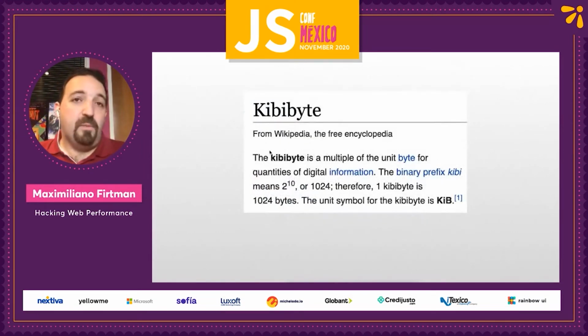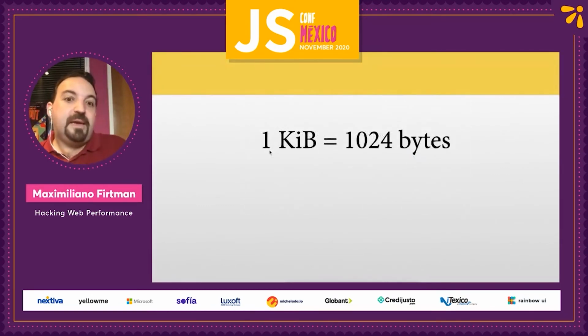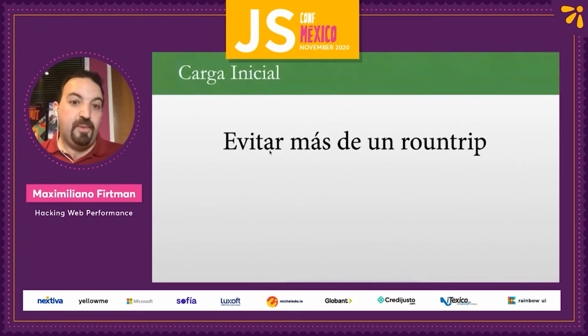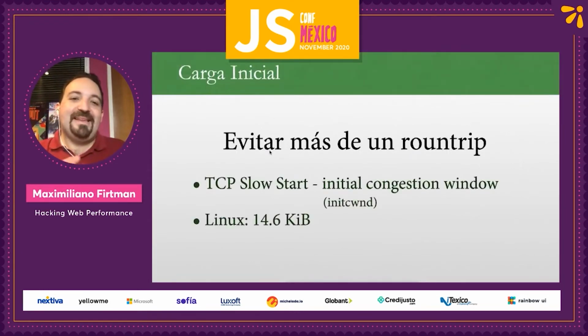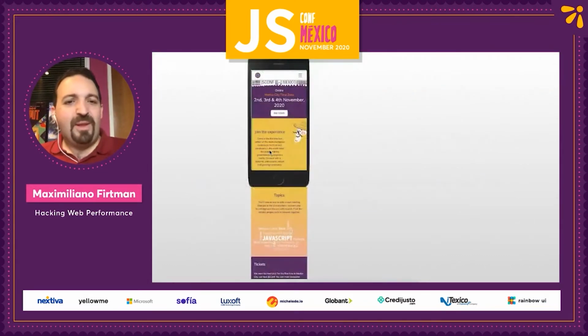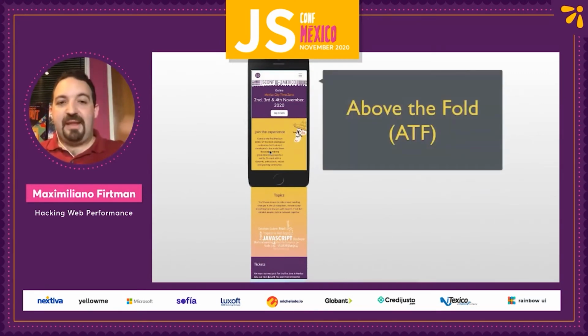What we really know about the 1024 unit is the kibibyte, the one that has an I in the middle, the mebibyte, tebibyte, etc. So yeah, a kibibyte is 1024 bytes. So to avoid more than one round trip, we need to send a packet of 14.6 kibibytes. So how much is that? How can we achieve that our website gets into that size?